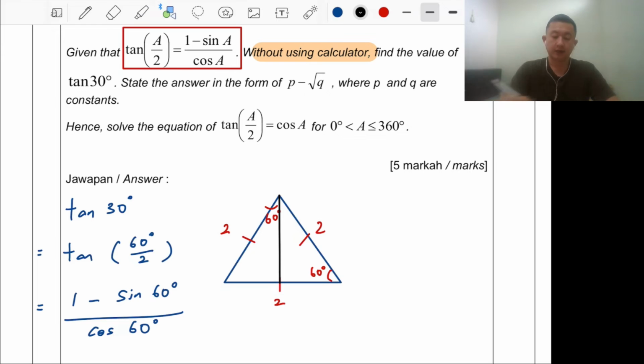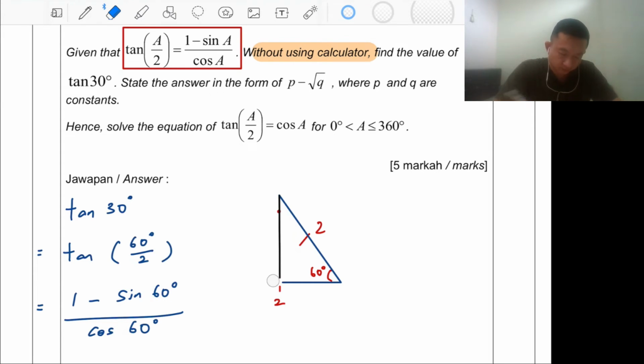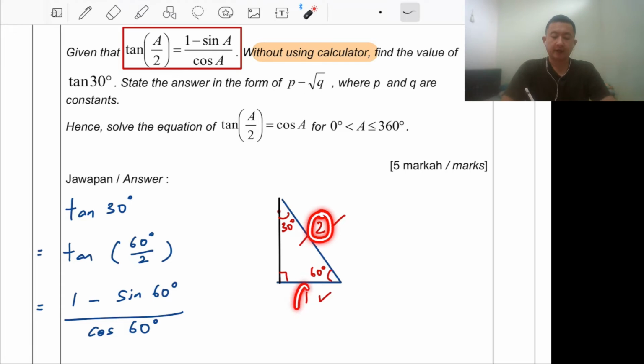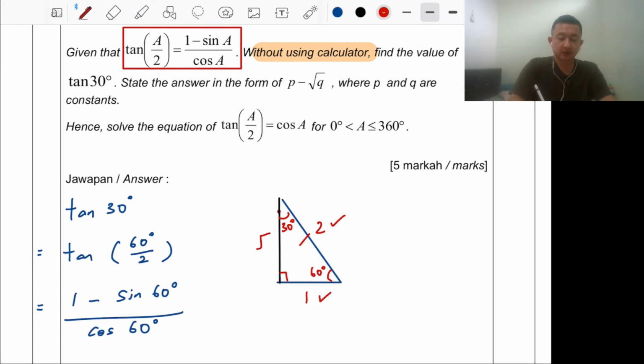Okay, to form a right angle triangle. Since you break this into 2 equal halves, so this will be 1 cm. This will be 2 cm. This will be 30 degrees. Okay, not important. This is 90. If you're using Pythagoras theorem, 2 squared minus 1 squared, with a square root, this is root 3.